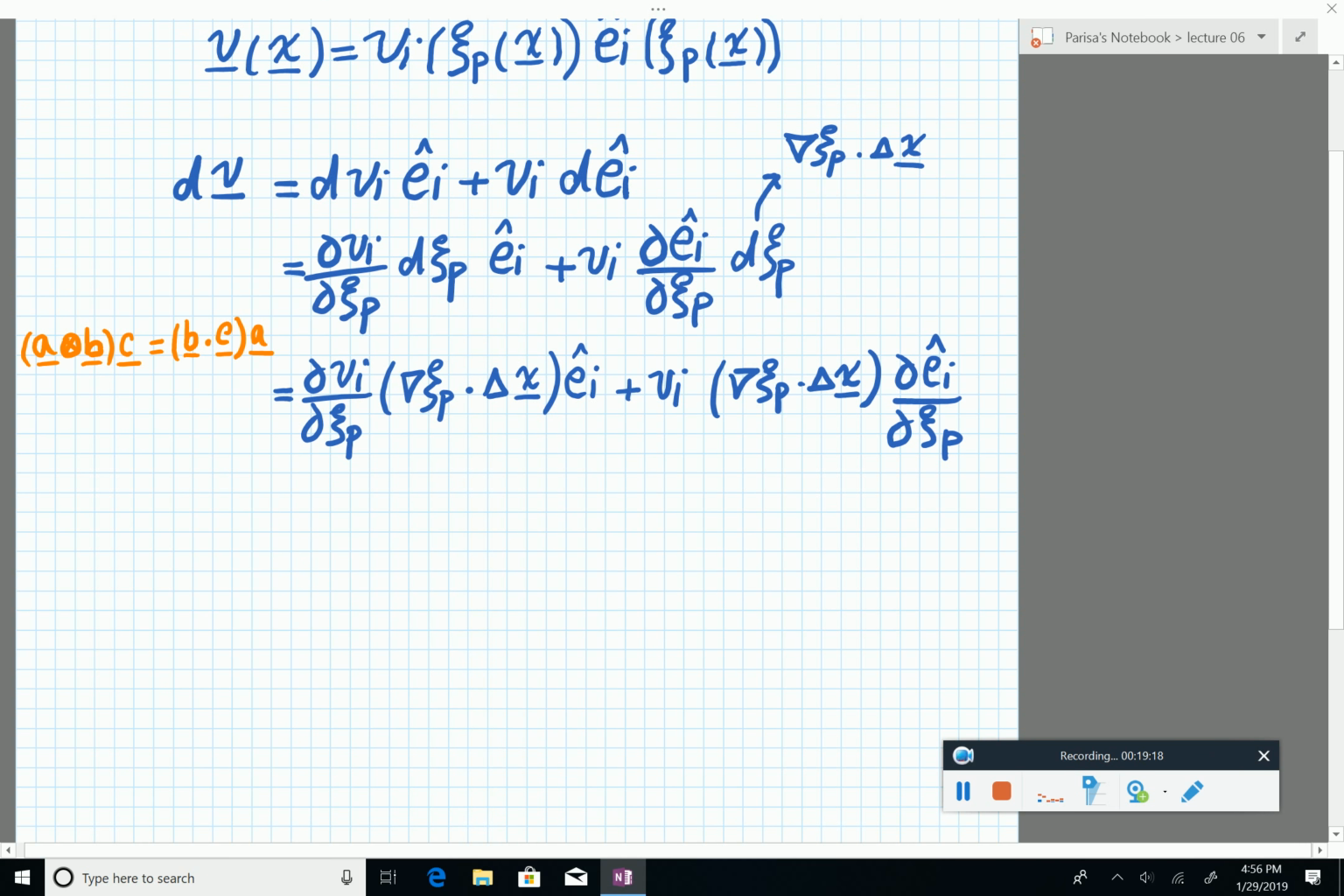Now you see what is going on, right? The gradient of psi p, what kind of an object is this? It's a vector, right? Delta x is a vector, e_i is a vector, and the partial derivative of e_i with respect to psi p, that's also a vector. Everything is. So you can very easily see that you can turn this into a tensor product.